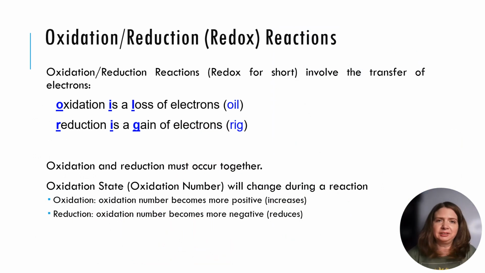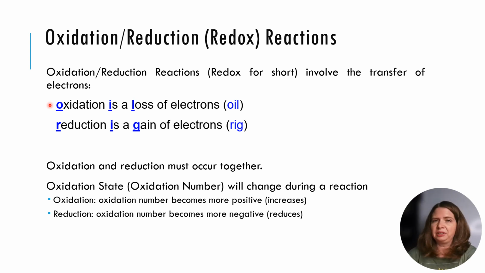Redox reactions, short for oxidation reduction reactions, involve the transfer of electrons between reactants. Oxidation refers to the loss of electrons, while reduction refers to the gain of electrons. A helpful mnemonic device to help remember this is OIL RIG. Oxidation is loss, reduction is gain.